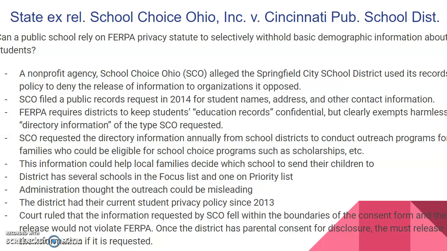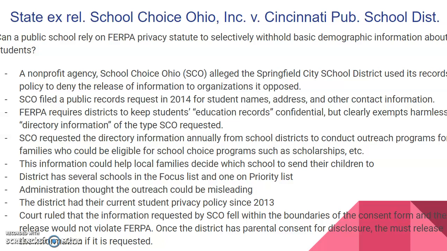FERPA requires districts to keep students' education records confidential, but it clearly exempts harmless directory information of the type that SCO requested. SCO requested the directory information annually from school districts to conduct outreach programs for families who could be eligible for school choice programs such as scholarships. And this information could help local families decide which school to send their children to.